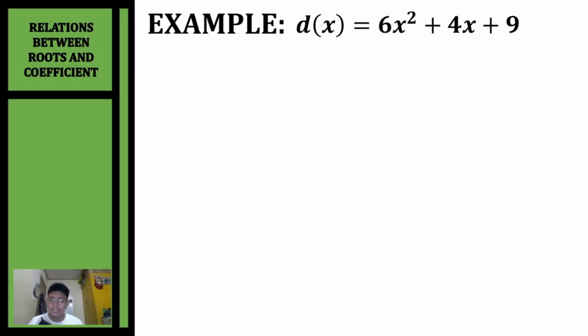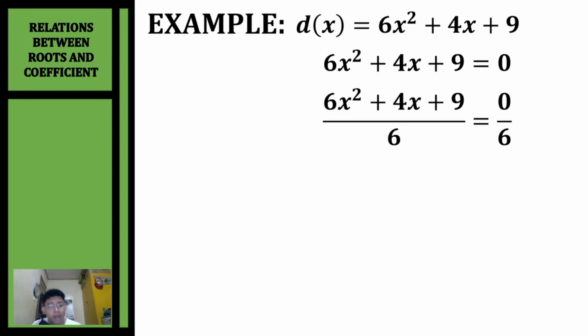Alright, let's have another example. So for example, we're going to find the sum and product of the roots of this quadratic function d of x. So first step is for us to change the function notation to 0. Then after that, we need to make sure that the numerical coefficient of x squared is equal to 1. So in this case, it's not equal to 1. Therefore, we need to divide both sides by 6.